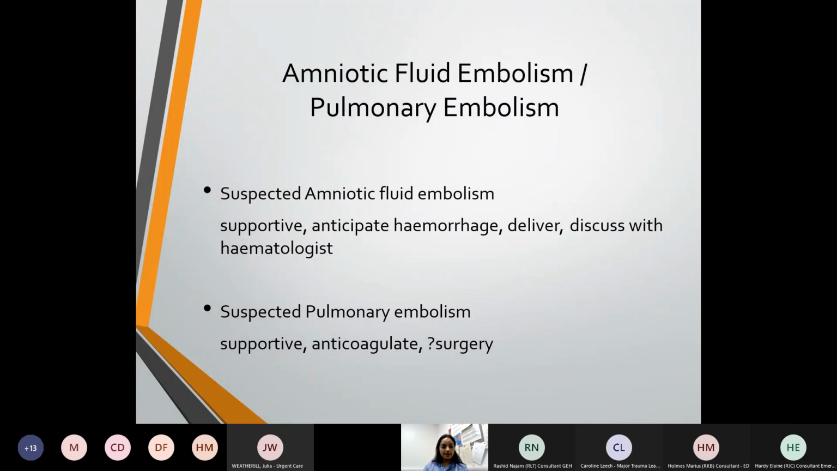So as I mentioned earlier, amniotic fluid embolism and severe pulmonary embolism can be specific complications which can happen in the pregnant population. The treatment is again supportive, and you might have your mother going into DIC, so you may need to deal with anticipated hemorrhage. You may need to consider early delivery, and you will definitely need help of your MDT team, including hematologist, etc., to manage this mother effectively.